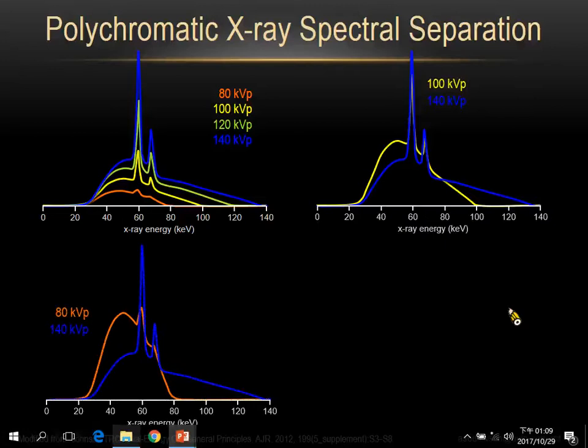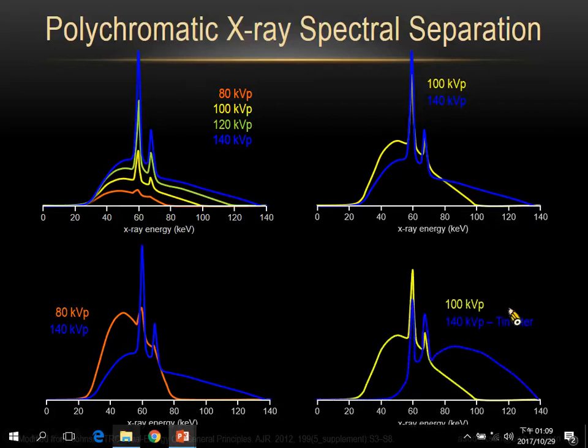We can go to a wider pair, 80 kV and 140 kV. You can see that there's better separation, although there's still a lot of overlap between these spectra. And the other approach we can do is if we put a filter, in this case a tin filter, in front of this high energy spectrum, we can absorb a lot of the low energy X-rays from that spectrum, and we can improve spectral separation in that way.